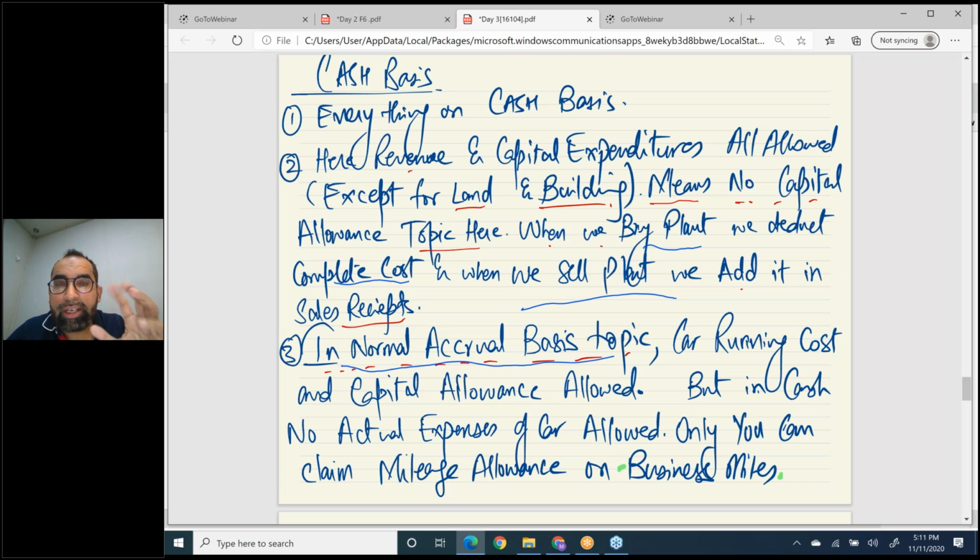But now in cash basis, open your eyes, important point. In cash basis, if you buy a car, this outflow is not allowed. No original cost of the car is allowed. No running expenses, nothing related to the car is allowed except for mileage allowance. And we all know mileage allowance is calculated on business miles, strictly business miles. Hope you remember, 0 to 10,000 miles at 45 pence per mile, and then 25 pence per mile. So be careful. There are questions in your kit as well.